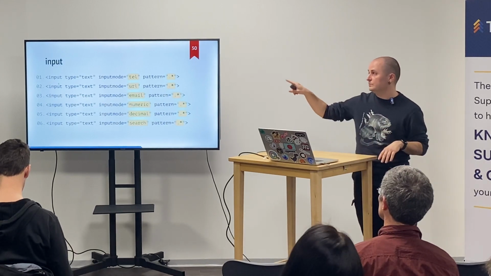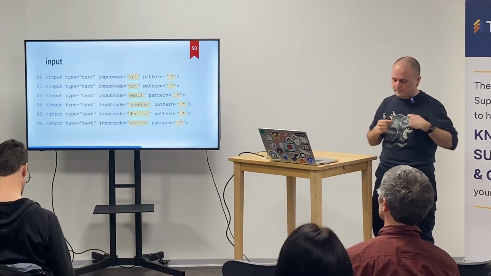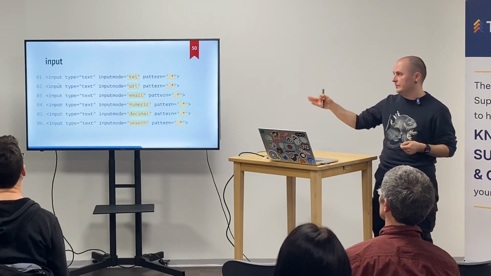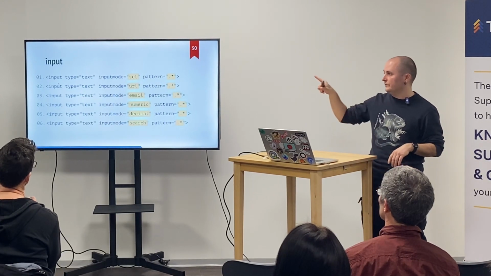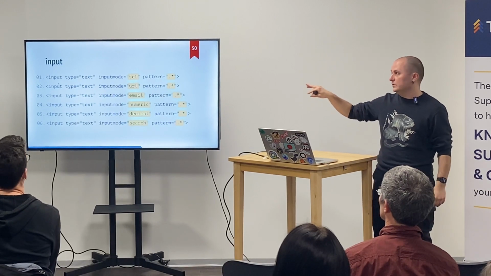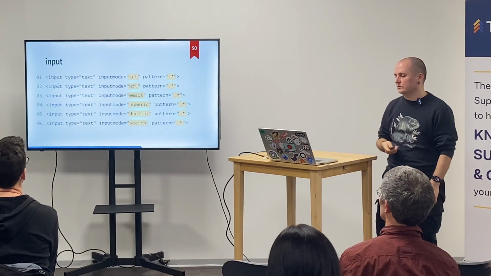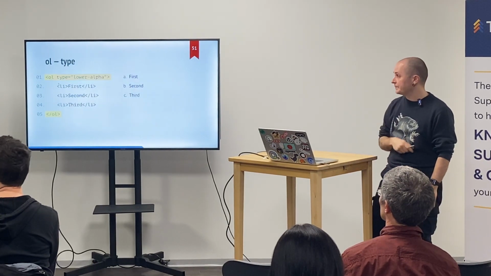So inputmode will show a telephone keyboard specifically optimized for phones, URLs, emails, decimal, search, and this kind of stuff. So don't forget about these attributes, and while using these input modes, you can use a pattern attribute to validate your input. You don't have to download a 100 kilobyte JavaScript library for that.